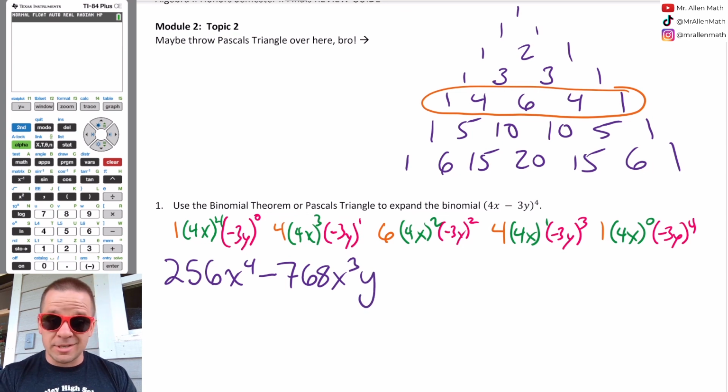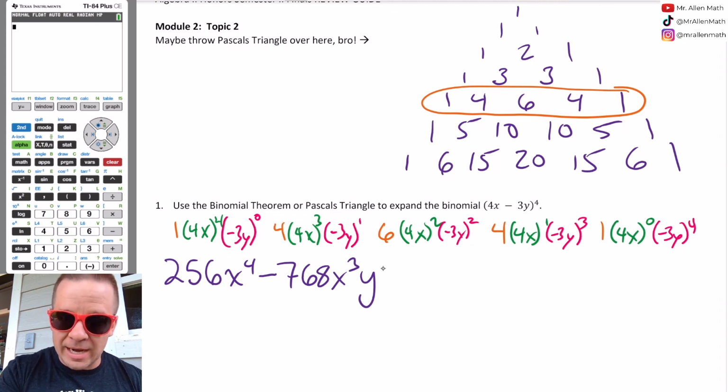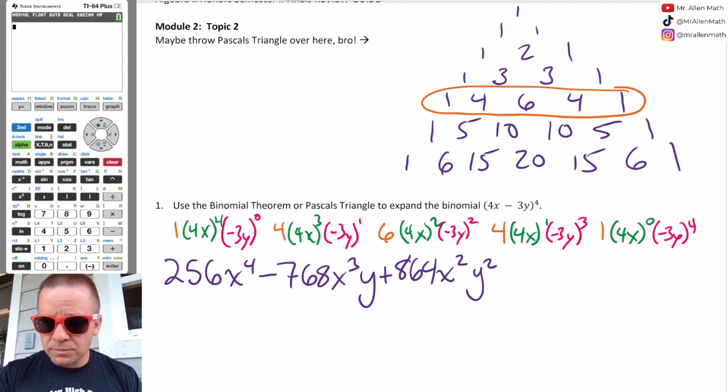And now for my next one, I'm just going to do 6 times 4 squared times parentheses negative 3 squared. Make sure that negative 3 is in parentheses because overall this should be positive, right? So positive 864. Then I have x squared, and I have y squared. Next one, we have, let's see here. It's going to be 4 times 4 to the 1st times negative 3 in parentheses, raised to the 3rd. We get negative 432.